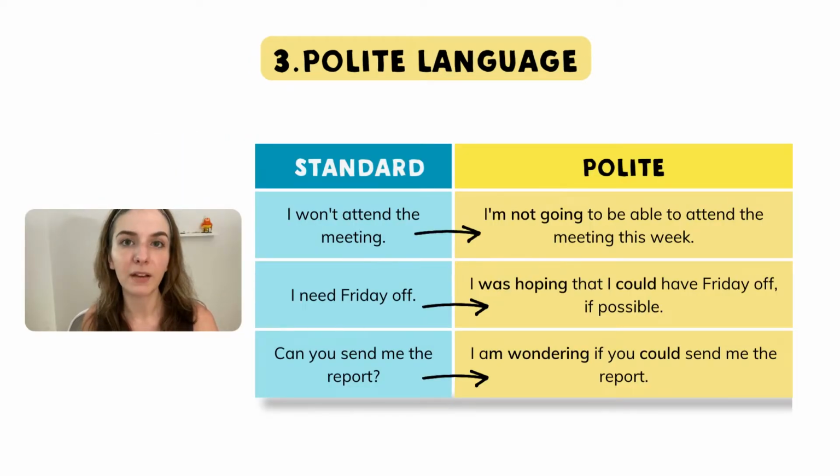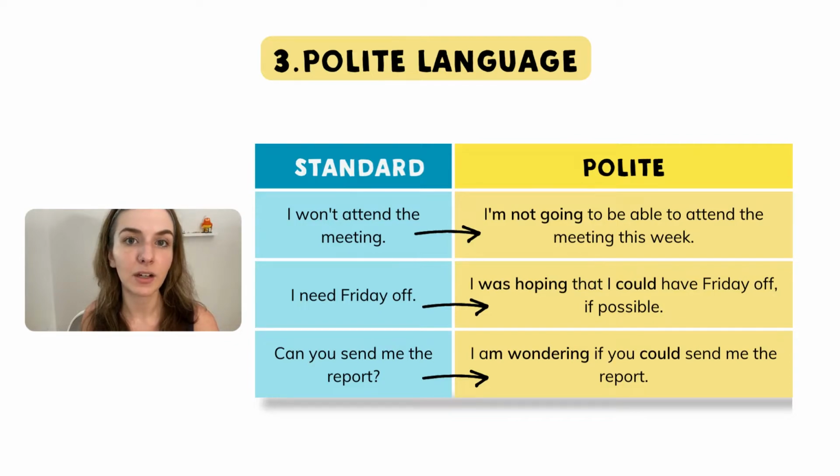In the blue column, we have standard English, maybe the main idea of what you'd want to say. And in the yellow, we have a more polite way of saying it that would sound especially good in an email. So for example, if you want to tell someone that you won't be at a meeting, instead of saying, "I won't be at this meeting," it might sound nicer to use a progressive tense, saying, "I'm not going to be able to come to the meeting."